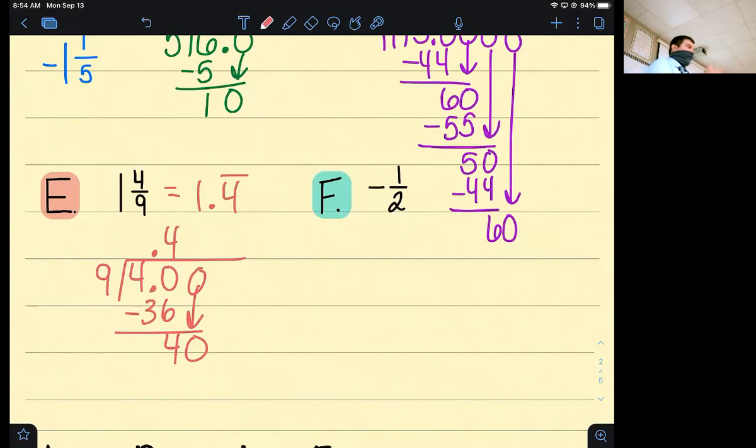Don't forget that there was a number in front of the fraction, so I have to put that number, that 1, in front of my, oh, I said that backwards. No, I said it right. I have to put that number 1 in front of my decimal point. Yeah. Whatever's in front of the fraction goes in front of the decimal point.